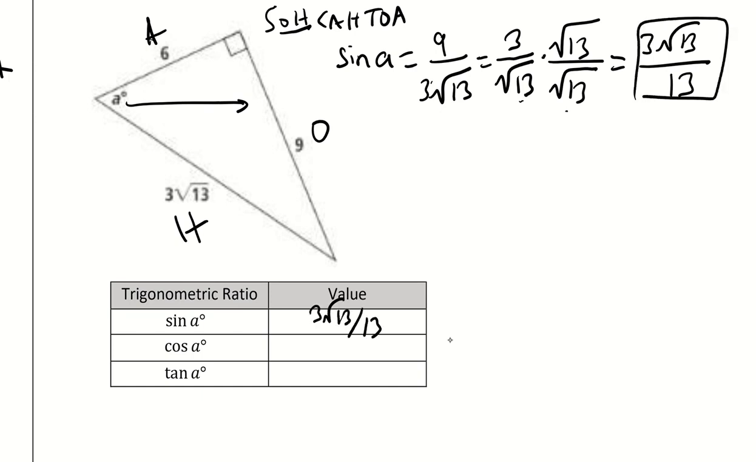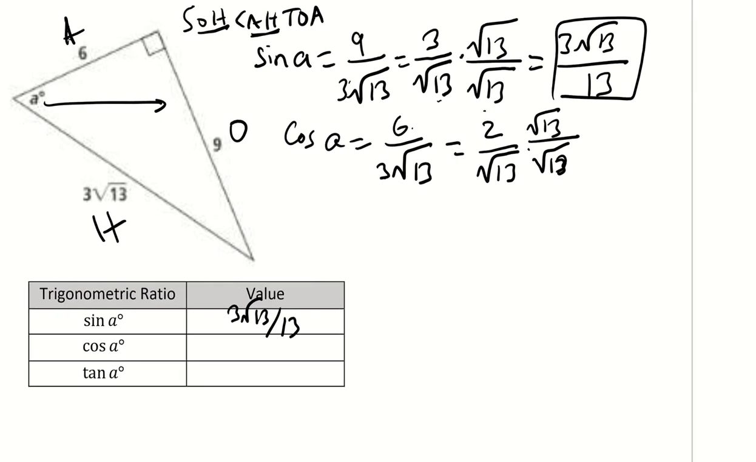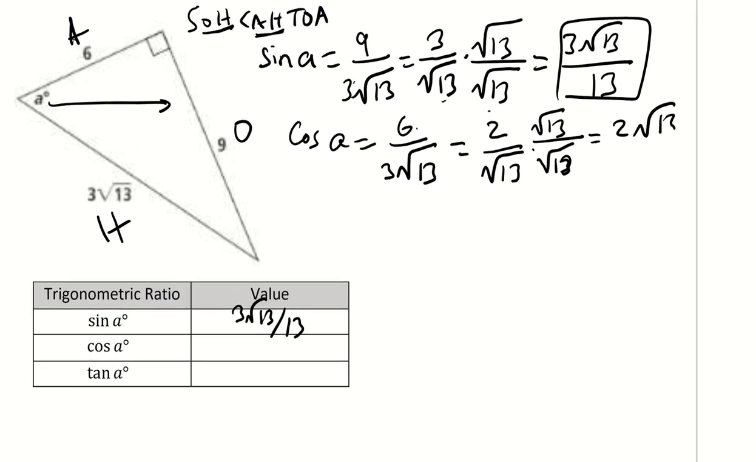Okay? And then we'll do cosine. Cosine is adjacent over hypotenuse. Adjacent is 6. So 6 over hypotenuse. 6 divided by 3 is 2. So this becomes 2 over square root of 13. And then multiply by the square root because we want to get rid of it. We don't like the square roots on the bottom. Just glue them on the top. On the bottom, it's going to be 13.